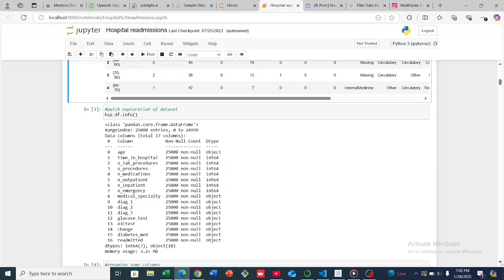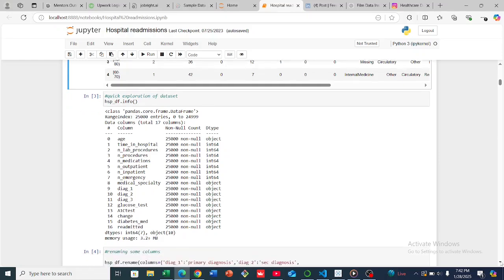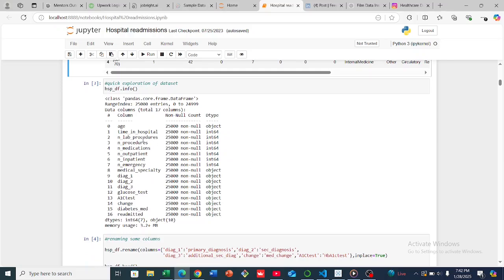So looking at the data set, there were no missing values. You can see that we have 25,000 rows of data, and for each column there was no missing value. They were all 25,000 rows of data.